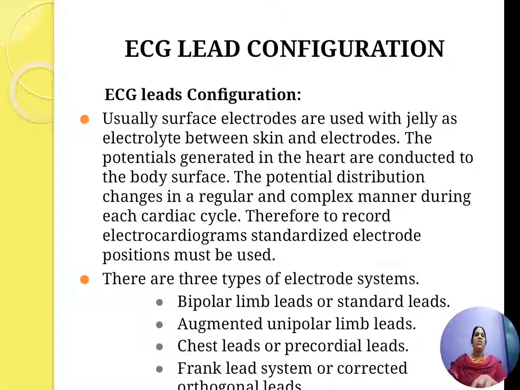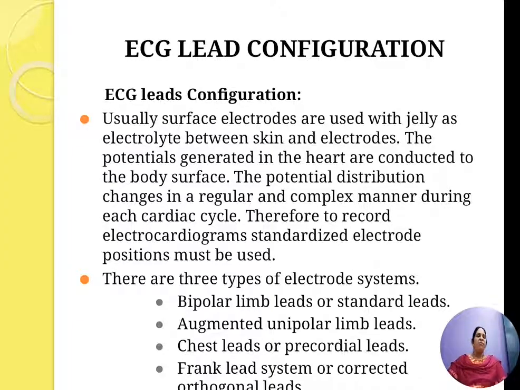So the potentials generated in the heart are conducted to the body surface. The potential distribution changes in a regular and complex manner during each cardiac cycle. Therefore, to record an electrocardiogram, standard electrode positions must be used. How to place the electrodes? What are the locations? For recording an ECG waveform, you are using surface electrodes with jelly as an electrolyte between the skin and the electrode.